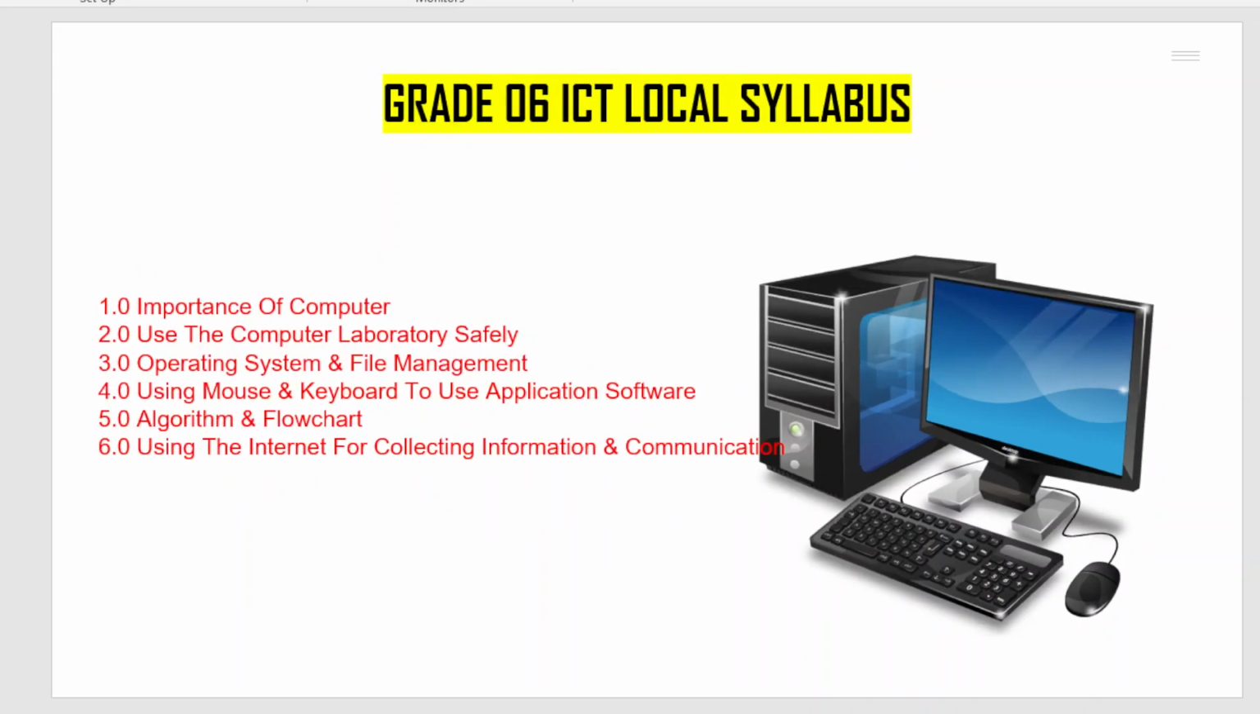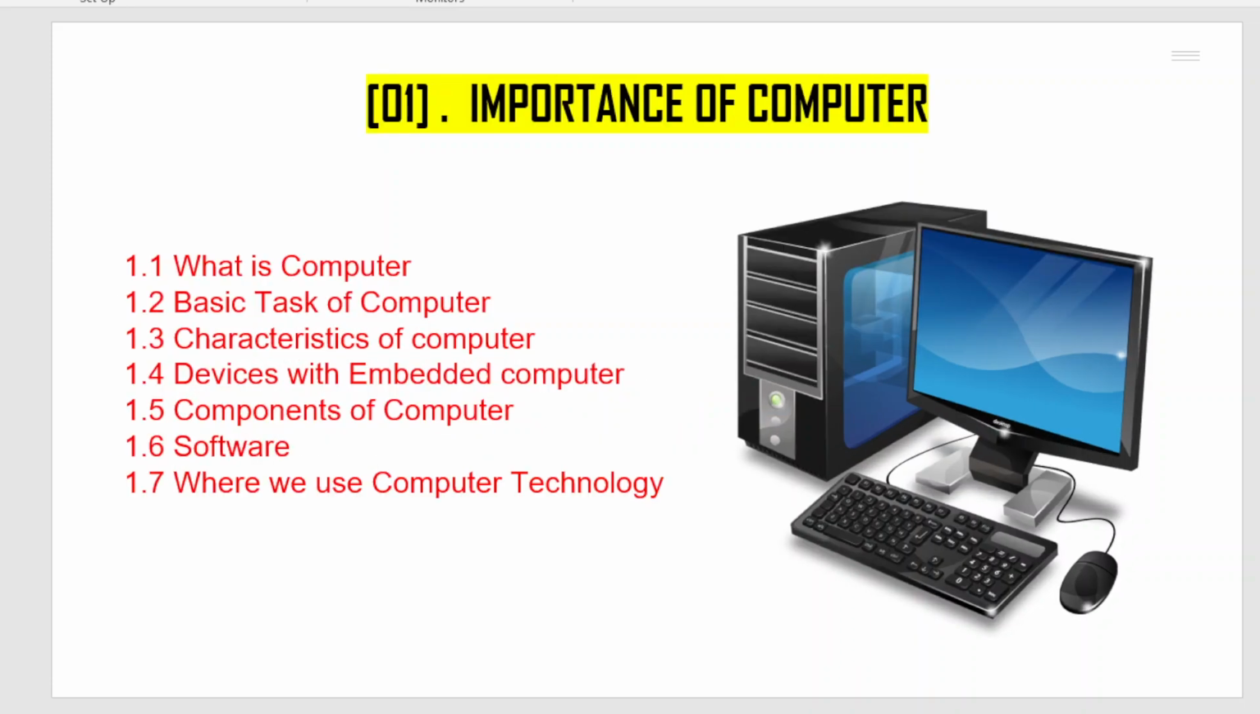So today I am going to teach you about the first chapter, importance of computer. I have categorized the first chapter into 7 sub-modules. Can you see? In here, the first one is what is computer. Second one is basic task of computer. Third one is characteristic of computer. Fourth one is devices with embedded computer. Fifth one is components of computer, sixth one is about software, and also seventh one is where we use computer technology.